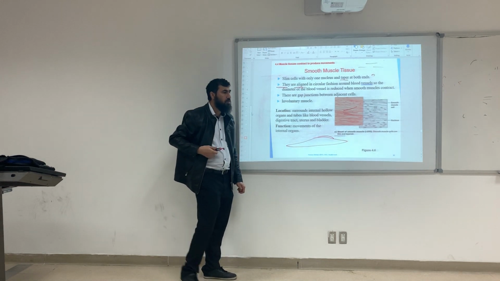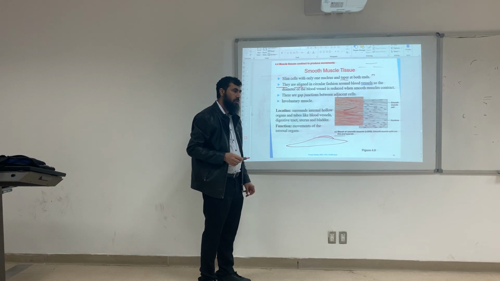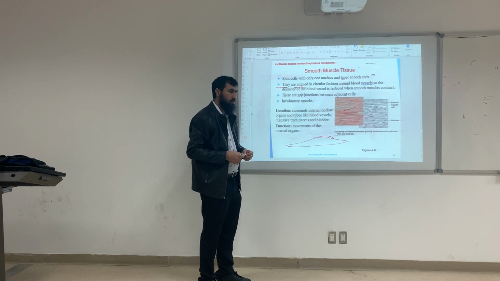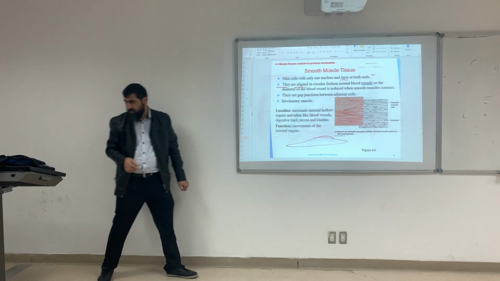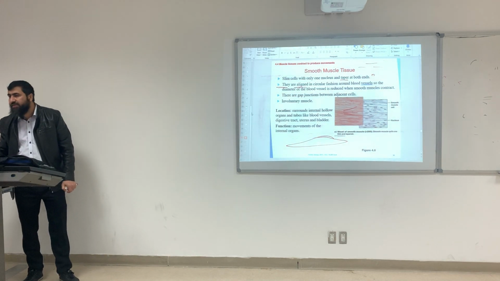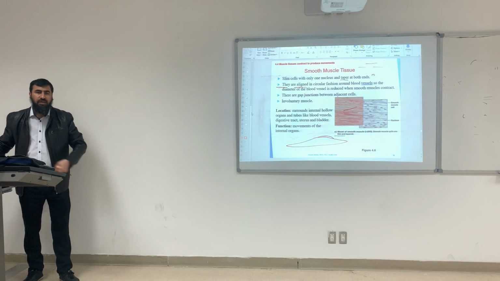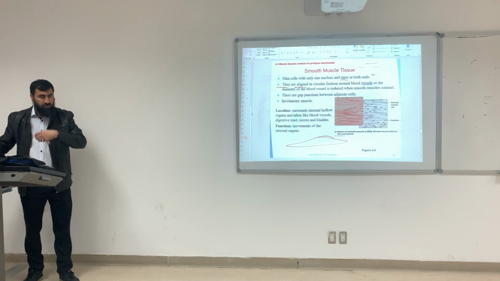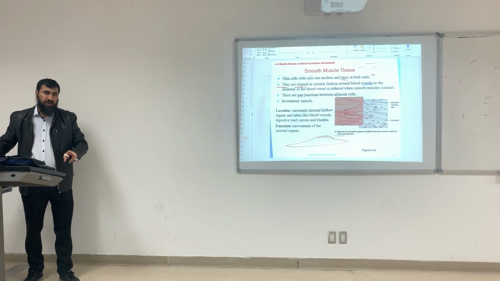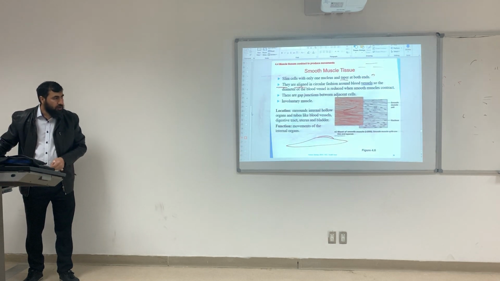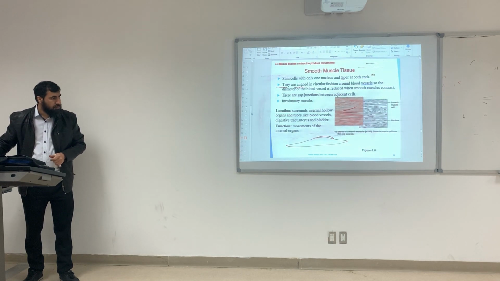So the intercalated disc is made up of gap junctions? Yes. So smooth muscle is in internal organs like intestines and stomach, bladder and so on, and blood vessels, okay? You find this smooth muscle around those.